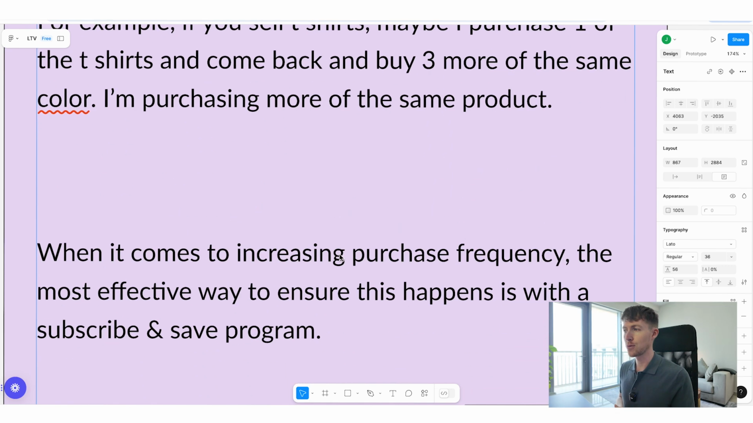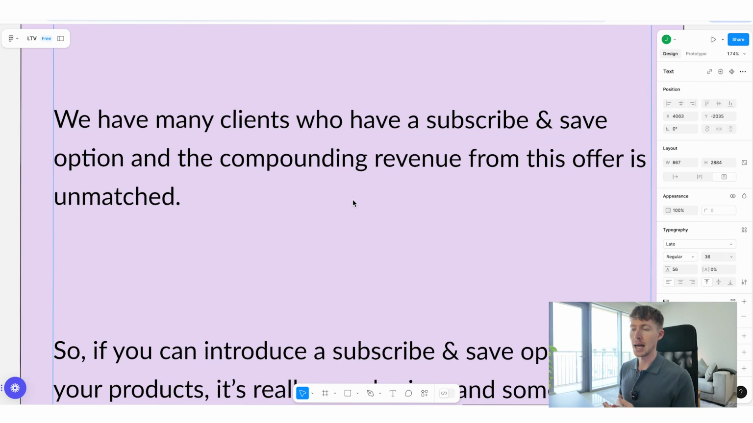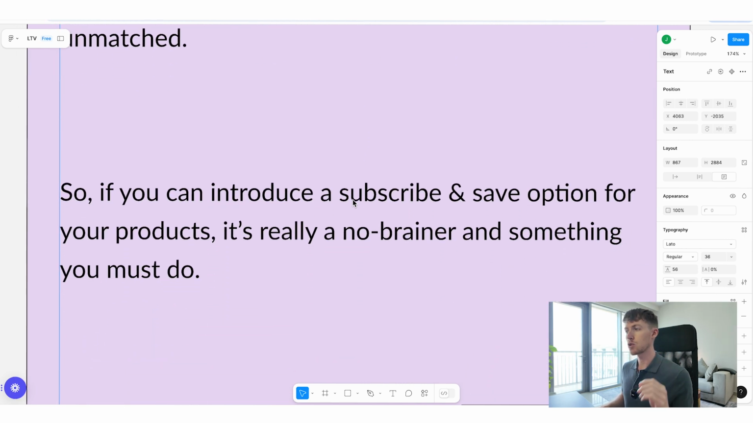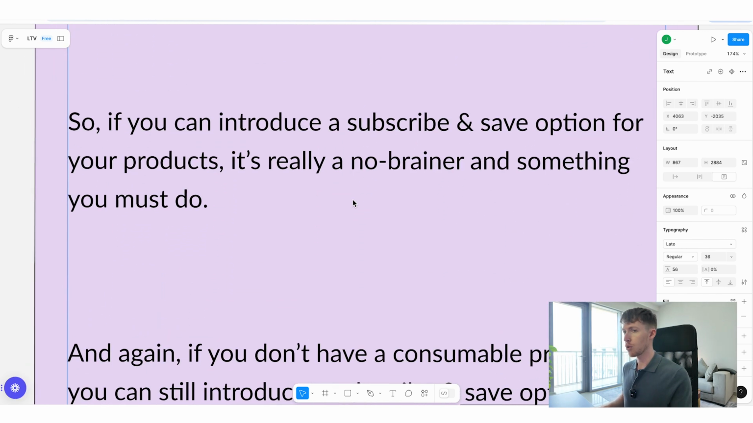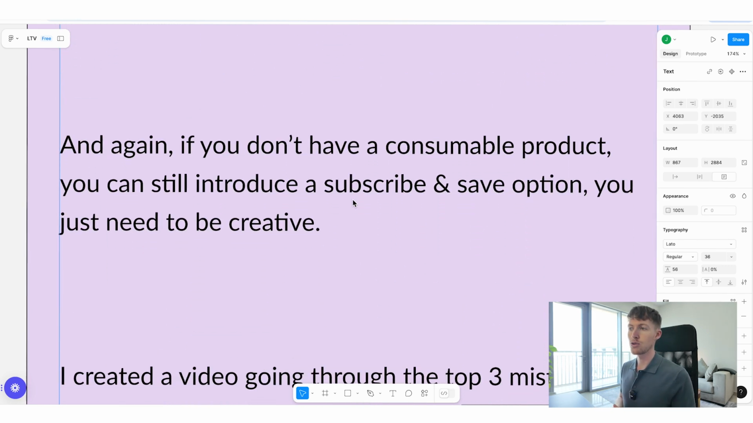And when it comes to increasing purchase frequency, the most effective way to ensure this happens is with a subscribe and save program. We have many clients who have a subscribe and save option, and the compounding revenue from this offer is unmatched. So if you can introduce a subscribe and save option for your products, it's really a no-brainer, something you must do. And again, if you don't have a consumable product, you can still introduce a subscribe and save option. You just need to be creative with it.